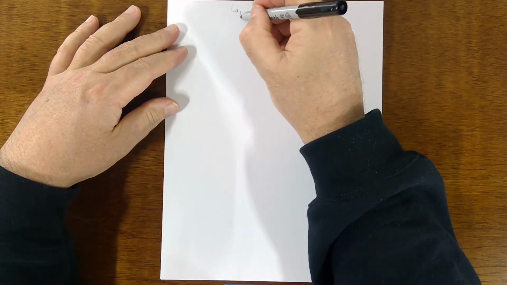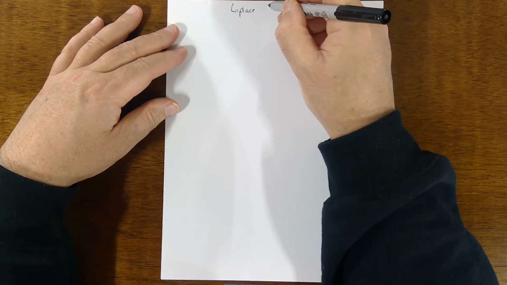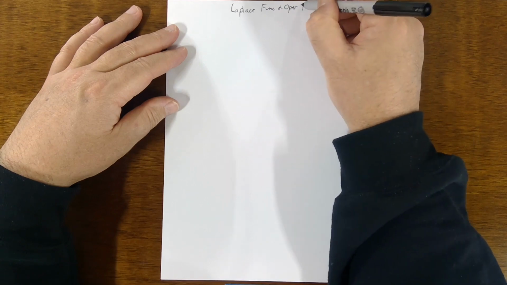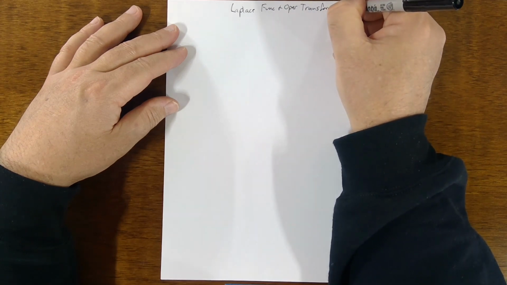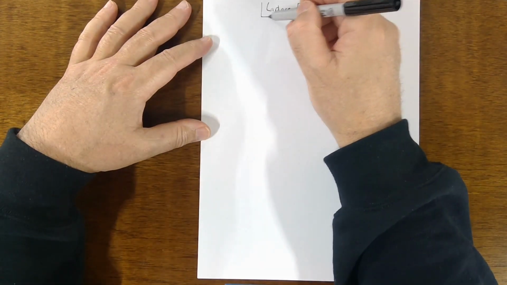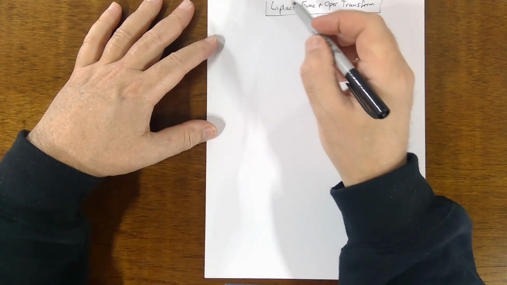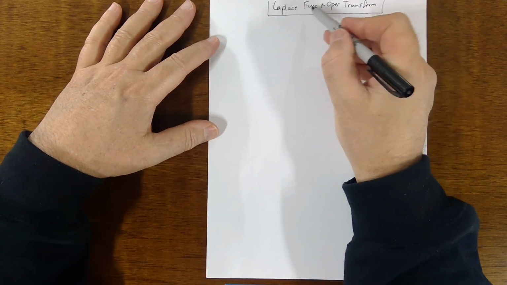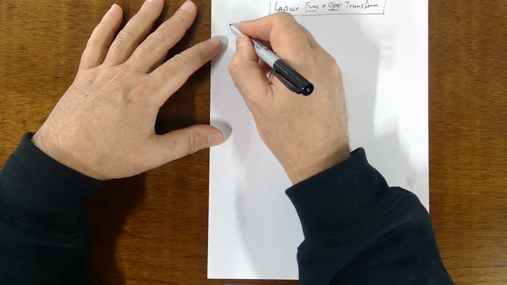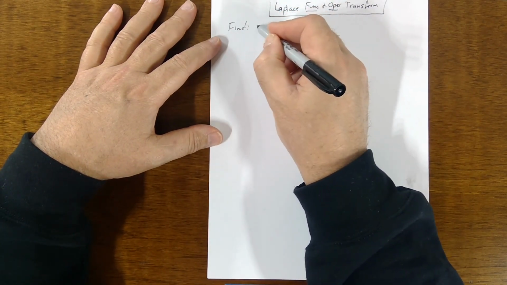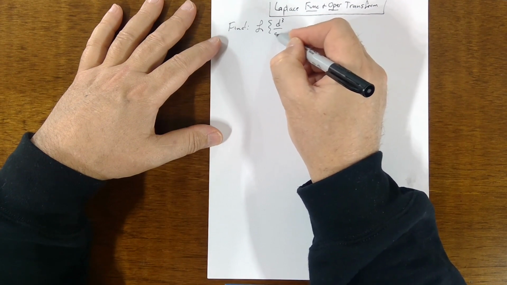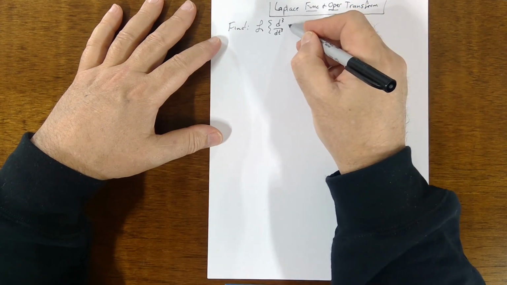This is another Laplace functional and operational transform problem, dealing with the two tables we have in chapter 12, designed to get you familiar with these two kinds of transformation operations, functional and operational. So we're asked to find the Laplace of the third derivative with respect to time of t squared.